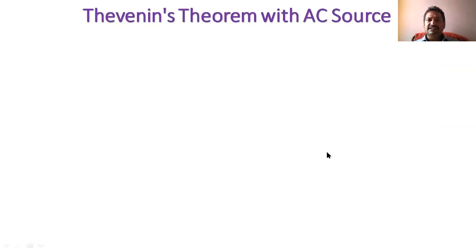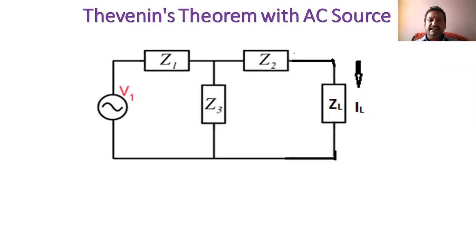Next, we'll come back to Thevenin's theorem with AC source. We should follow the same procedure, but what is the difference between DC and AC? In AC, we are providing AC supply, whereas in the case of DC, we are giving only DC supply, plus and minus. And we are replacing resistances by complex resistance, also called impedance.